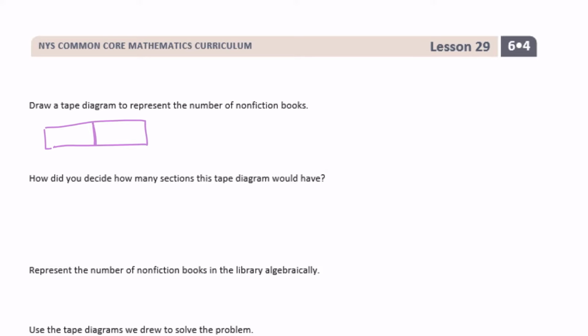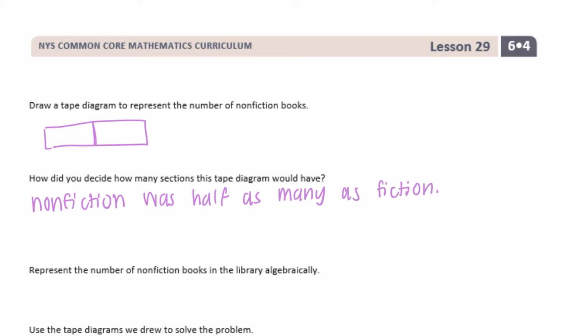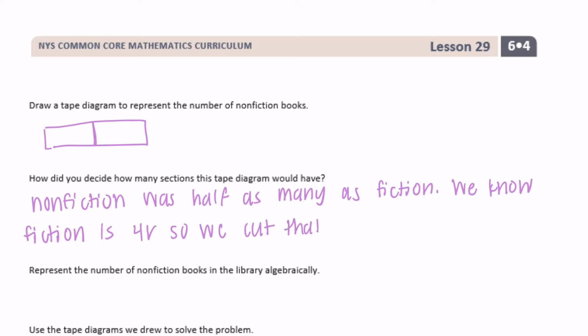So how did we decide how many sections this tape diagram would have? Well, we saw that nonfiction was half as many as fiction. We know fiction is 4R, so we cut that in half and got 2R.